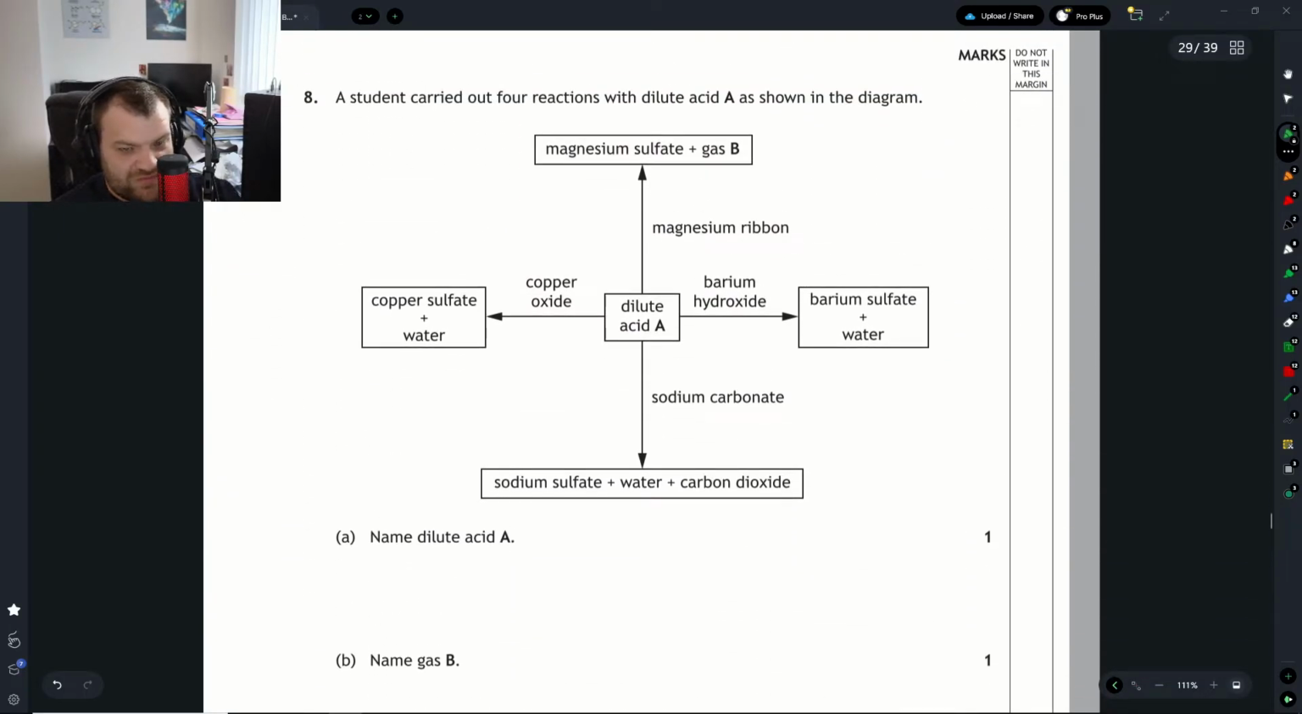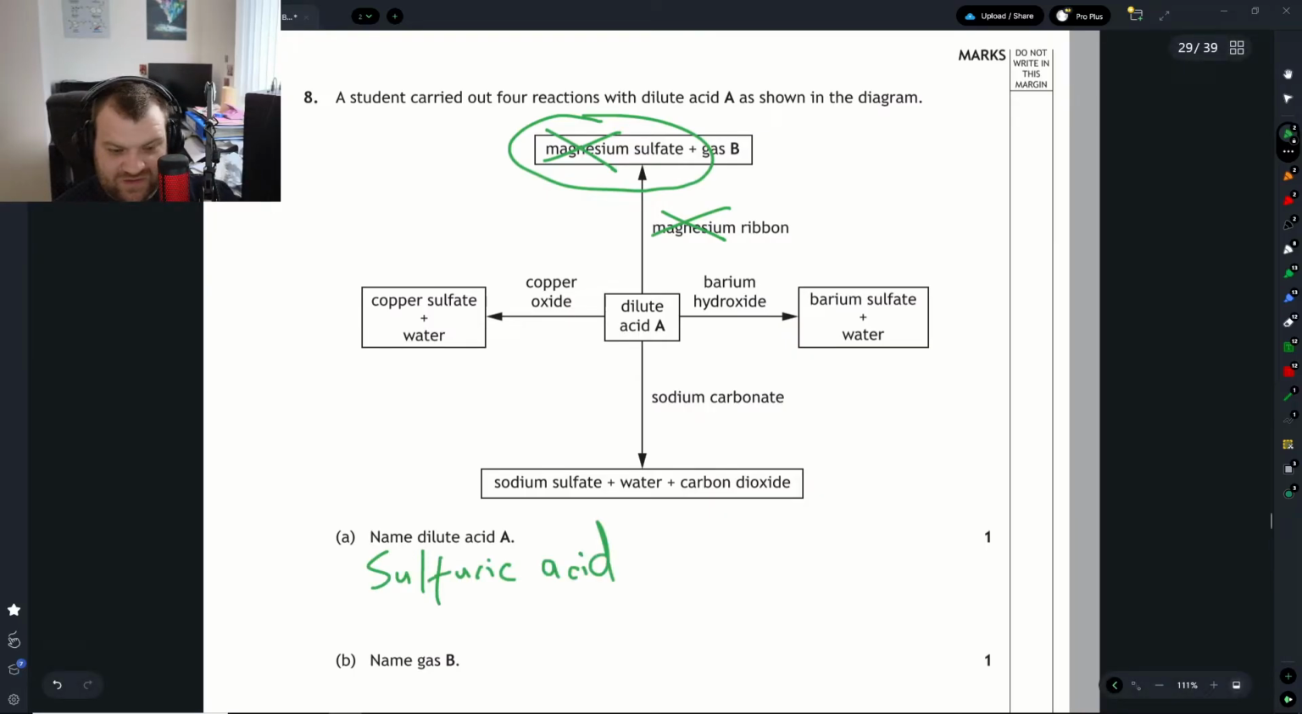Here we've got some flowcharts, and we're asked to identify which chemicals we've got involved. Dilute acid A. Well, we've got something plus magnesium makes magnesium sulfate. Well, the magnesium part's dealt with. There's an acid that's to do with sulfur. That acid is going to be sulfuric acid.